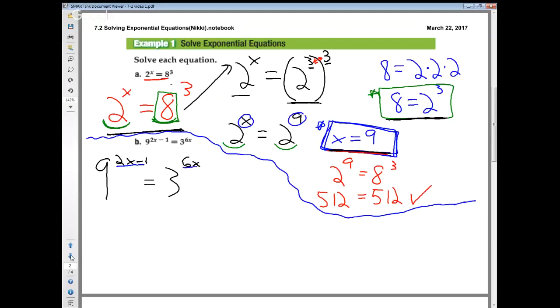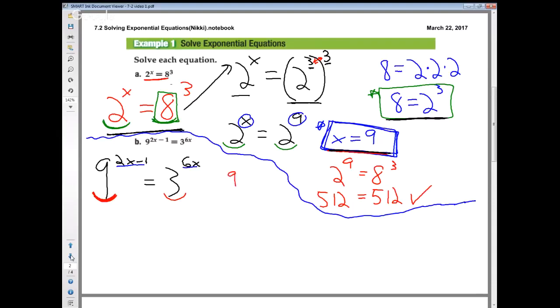So first things first, let's go ahead and look at our bases. And sure enough, they are not the same. So we're going to have to rewrite this equation so that the bases are the same. And usually the trick is you want to start with the bigger base and try and make it match the smaller base. So let's just go ahead and start with 9 because it's the bigger base.